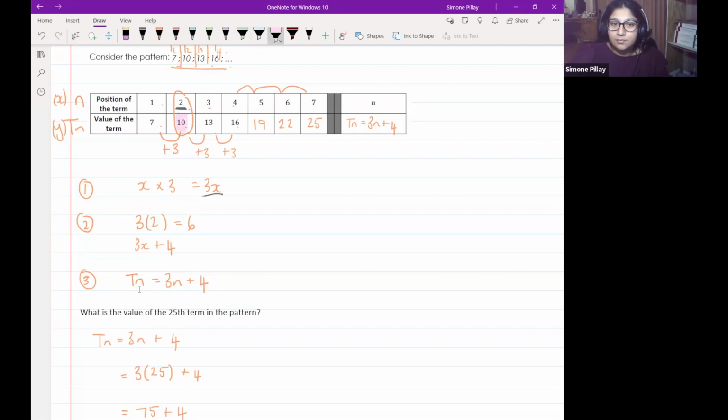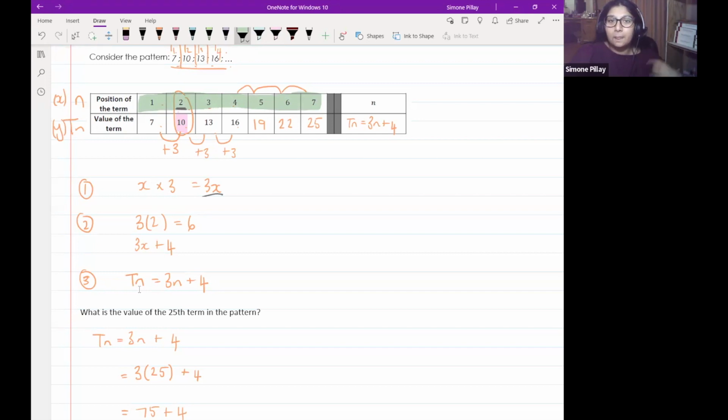That's where I'm confused. Okay, so look at what the table does. The table gives me the position of the term and it gives you the value of the term. What you should know is that the position of the term is my input. You with me there? Yes. So I'm saying all of these numbers on the top, the positions, those are my input values. You with me?